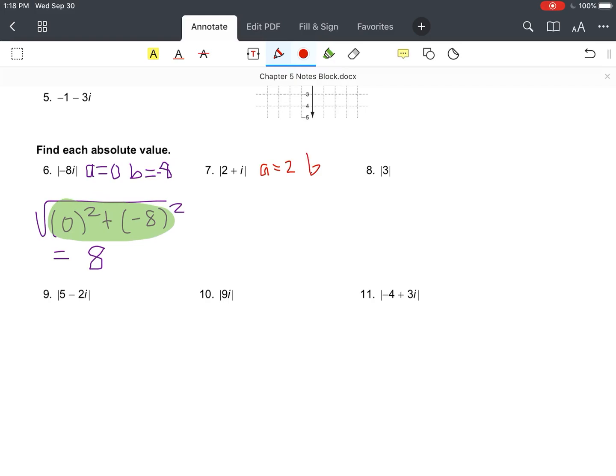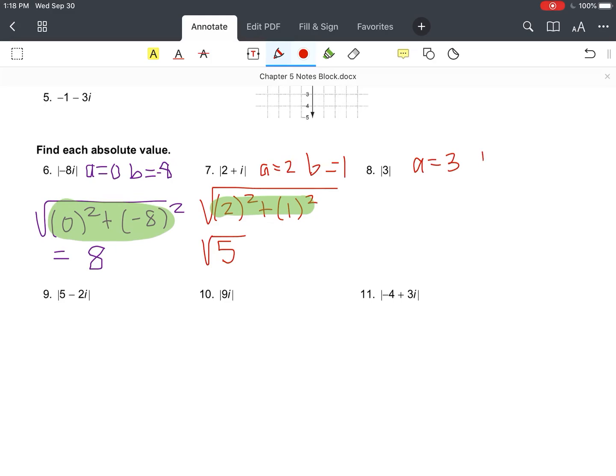Number 7, my real part is 2, and my imaginary part is 1i. So I'm going to do the square root of 2 squared plus 1 squared. Again, only putting what's underneath the square root in the calculator, that's going to end up being 5. So I'm going to get the square root of 5 for my absolute value. Now you could also get the decimal answer, but that's not necessarily what we want. A lot of times we just like to keep it as a simplified square root.